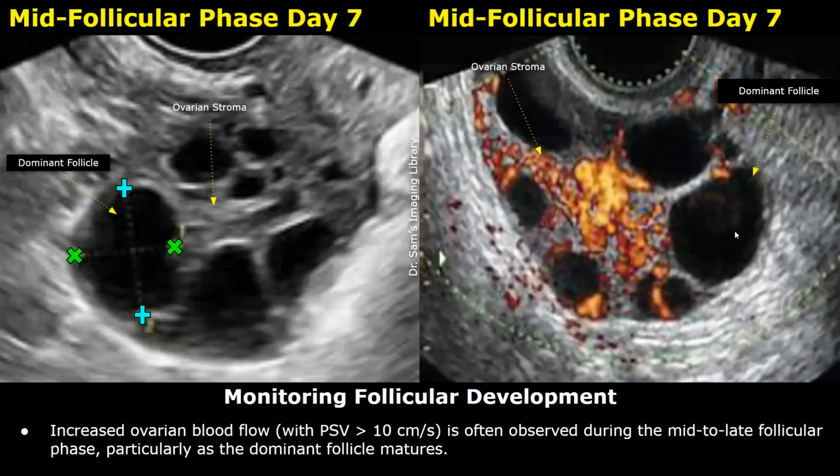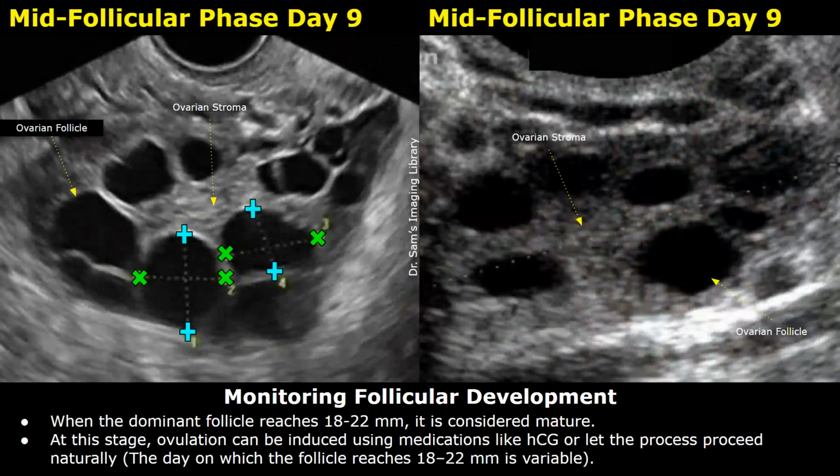Increased ovarian blood flow with a peak systolic velocity of 10 centimeters per second or greater, seen with Doppler, is a good indicator of an impending ovulation. It is often observed during mid to late follicular phase. It may be present from day 6 onwards.